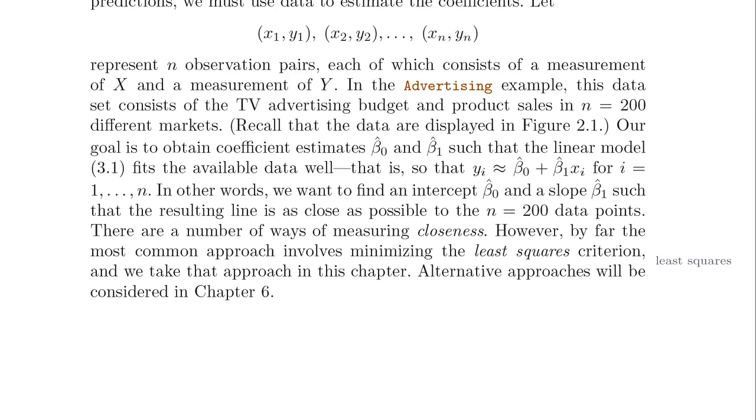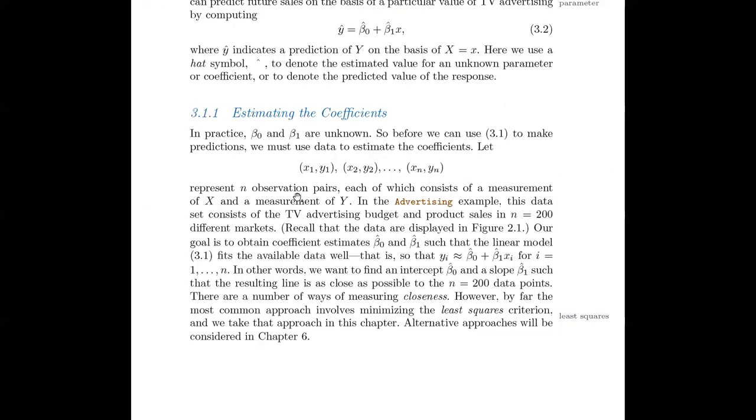Now, the word close. There are a number of ways of measuring this concept that we have a good intuitive feel for closeness. However, by far the most common approach, maybe it was the first method, maybe computationally it's relatively easy, maybe just historically it tends to work, involves minimizing the least squares criterion. And we take that approach in this chapter. Alternative approaches will be considered in chapter 6.